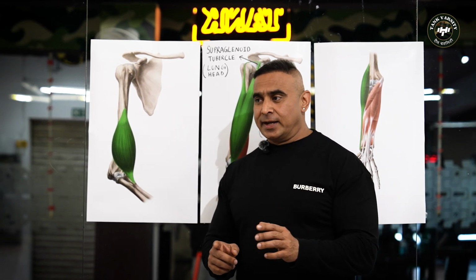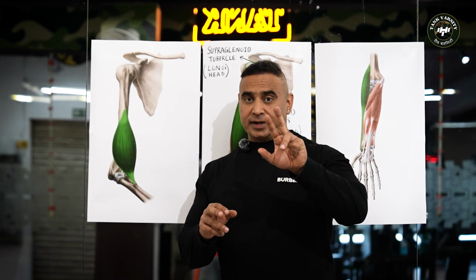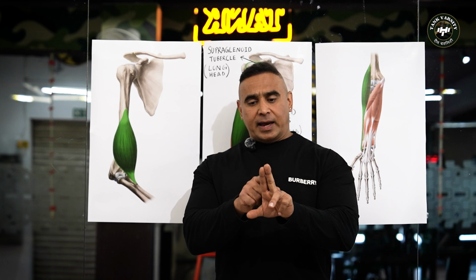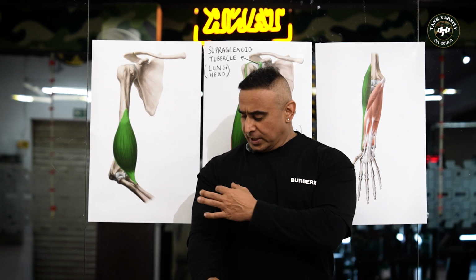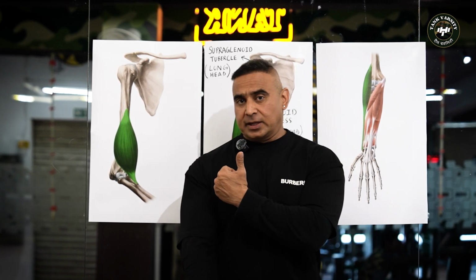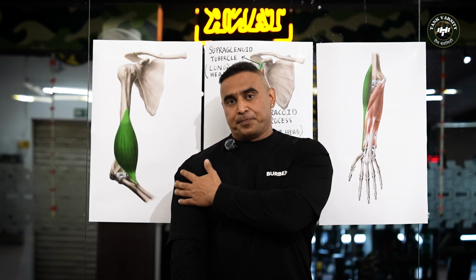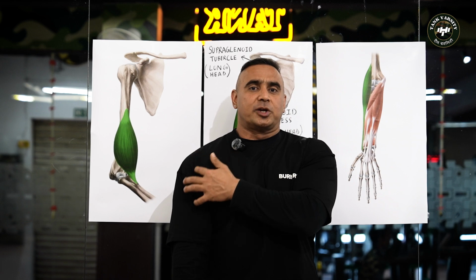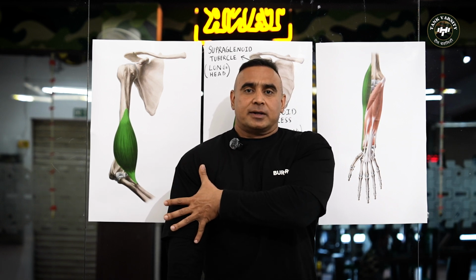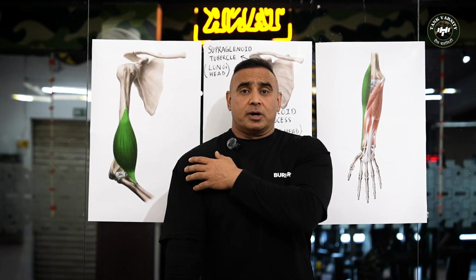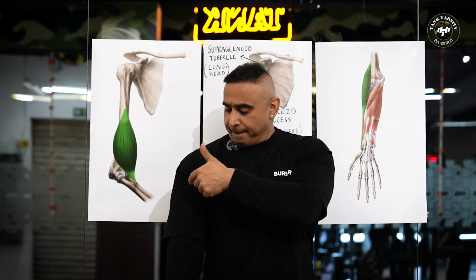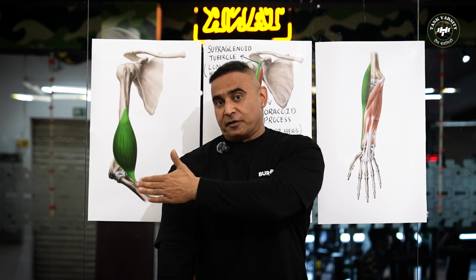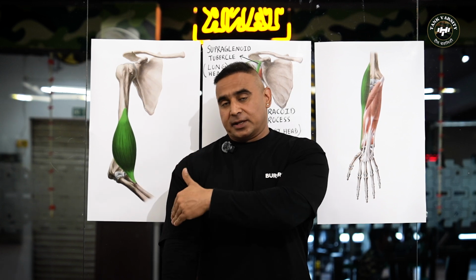So as I just said, biceps has got two heads, right? One is called the longer head and one is called the shorter head. The longer head of the bicep is on the lateral side of the humerus. This is the humerus, the bone of the upper arm, from shoulder till here. And the long head is the lateral, the outer part of the bicep.